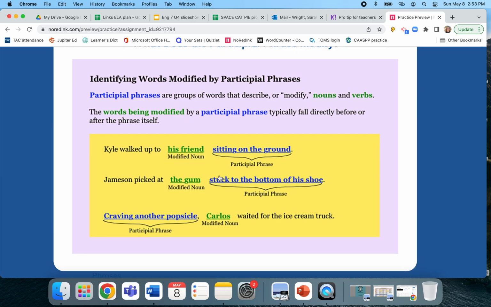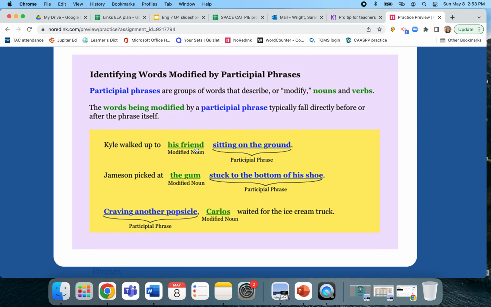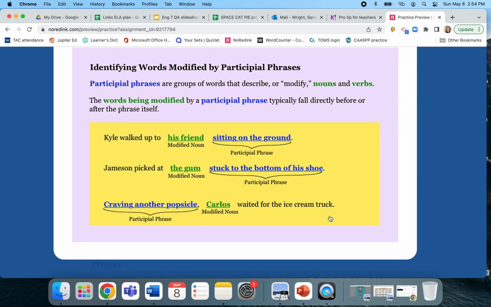All right, so for example, Kyle walked up to his friend sitting on the ground. Jameson picked at the gum stuck to the bottom of his shoe. Craving another popsicle, Carlos waited for the ice cream truck. Right? So you see it's giving more information about who this friend is, like what's he doing? He's sitting on the ground. Where's the gum? It's stuck to the bottom of his shoe.